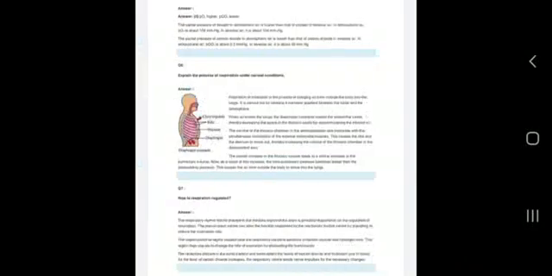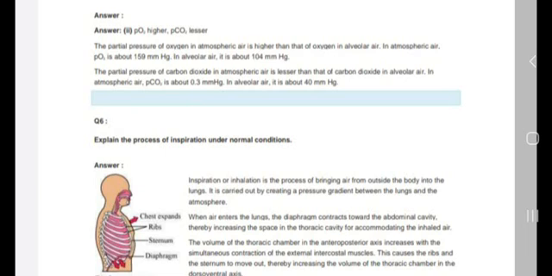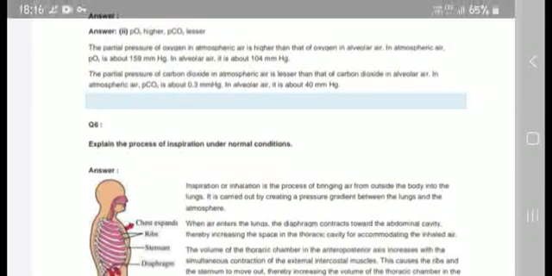Next is, what will be the PO2 and PCO2 in the atmospheric air compared to those in the alveolar air? The partial pressure of oxygen in the atmospheric air is higher than that in the alveolar air. In atmospheric air PO2 is about 159 mm Hg, and in alveolar air it is about 104 mm Hg.